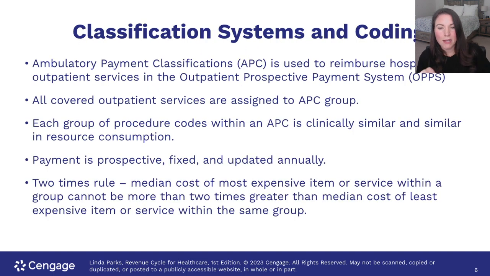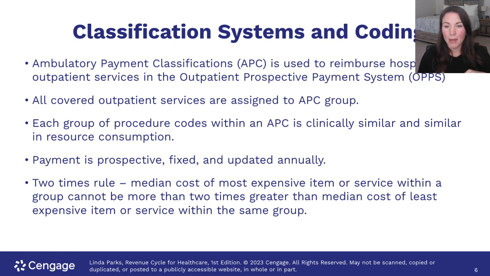Okay, if you remember from last week, IPPS uses the DRG grouping system. For OPPSs, now CMS created the ambulatory payment classifications, or APCs, to reimburse for outpatient services. It works very similarly. All outpatient services that are covered are going to be assigned to an APC group. And so all of the procedures in each group are going to be similar. They use similar amounts of resources, etc.